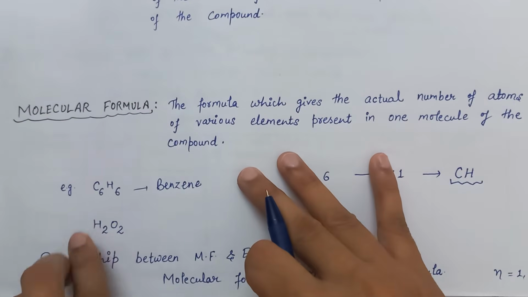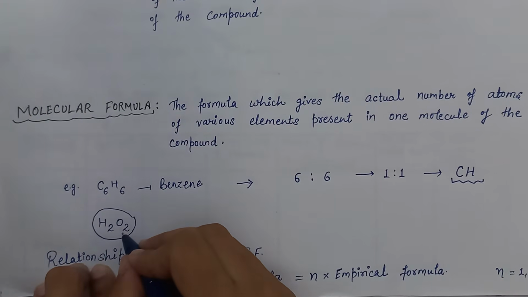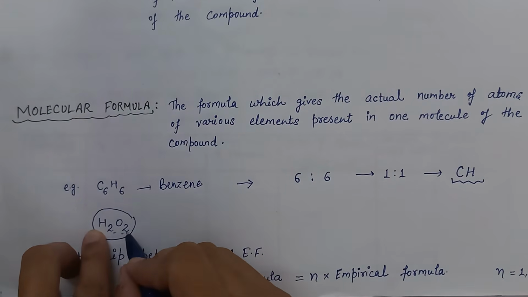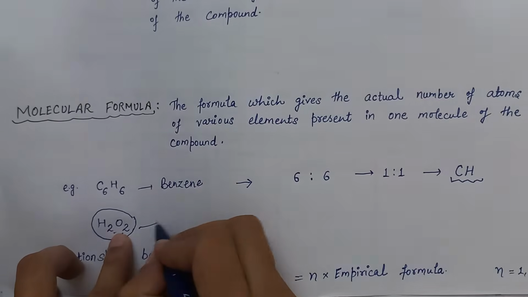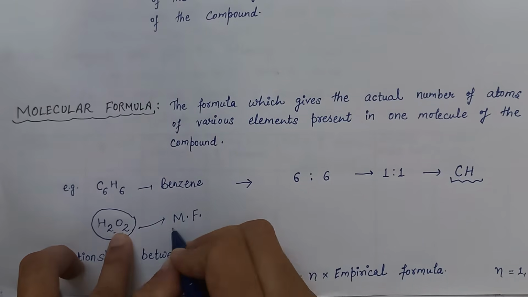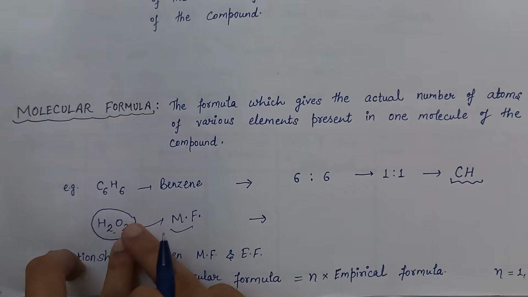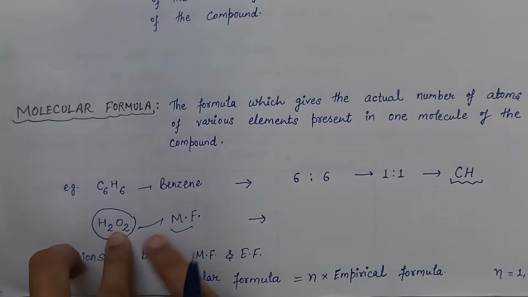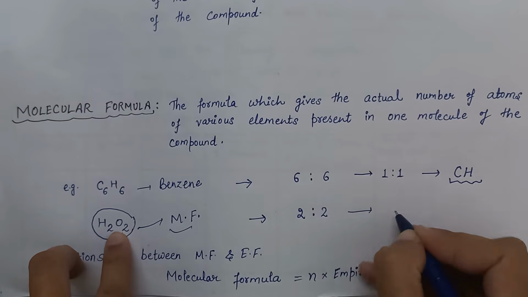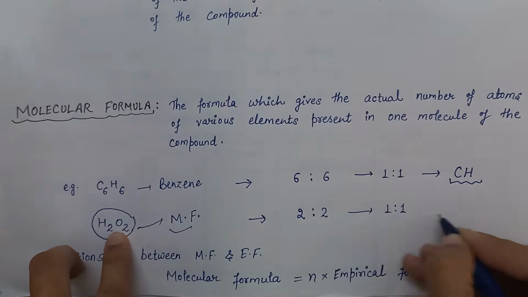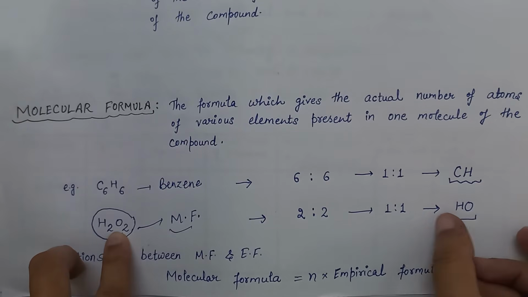Let us consider another example. We have the hydrogen peroxide, H2O2. This represents the actual number of atoms, meaning that we have 2 atoms of hydrogen and 2 atoms of oxygen present in one molecule of the hydrogen peroxide. So this is the molecular formula of the hydrogen peroxide. But if we want to write the empirical formula, then we have to convert the ratio of the atoms into the simple whole number ratio. We have 2 atoms of hydrogen and 2 atoms of oxygen, so the simplest whole number ratio is 1:1. Therefore the empirical formula for the hydrogen peroxide becomes HO.